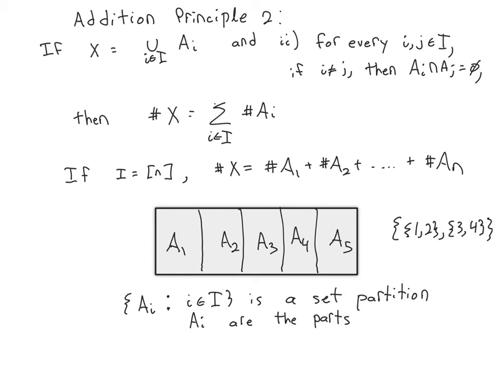So for example, the set whose elements are a set containing 1, 2, and a set containing 3, 4, forms a set partition of the set of numbers 1 through 4, because every number appears in exactly one part exactly once.